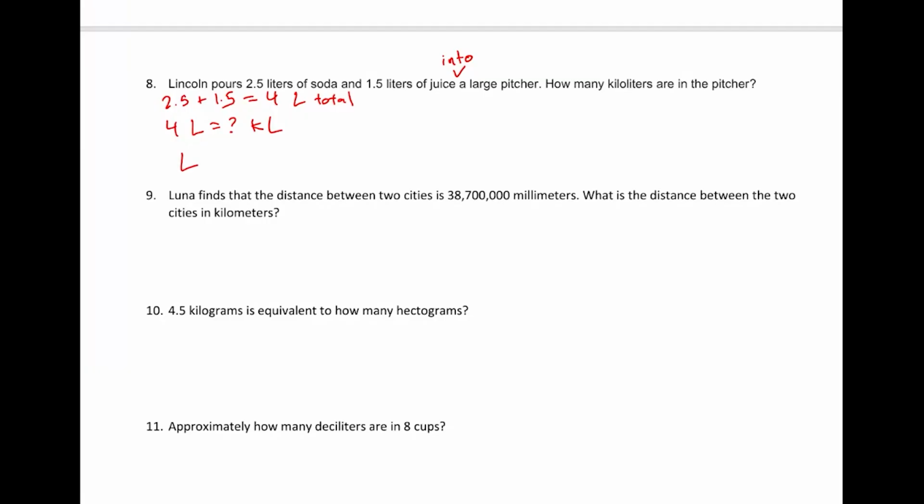And I believe we can go straight from liters to kiloliters. On our conversion chart, it says that there are 1,000 liters in 1 kiloliter. So we'll start with 4 liters, and there are 1,000 liters in 1 kiloliter. So 4 over 1 times 1 over 1,000, which would be the same as 4 over 1,000, is 0.004 kiloliters.